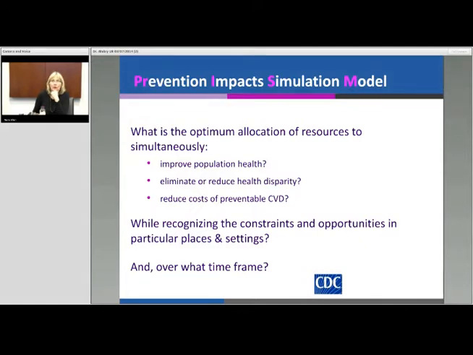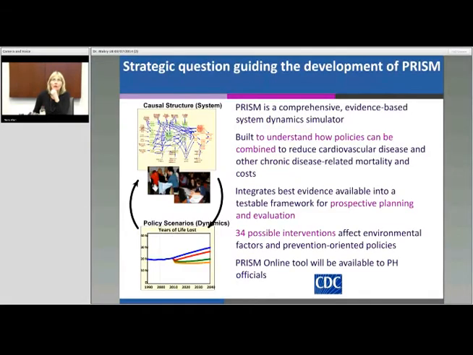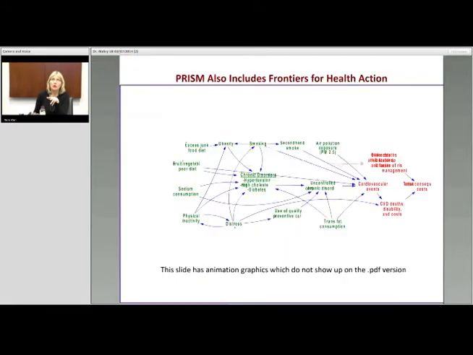So they wanted to know how to reduce the risk of having a first cardiovascular event, and they had a number of different policies. They're also limited by how much money they could spend, and they also wanted to know over what time frame this would happen. So they pursued a system dynamics model to understand how policies, both alone and in combination in the local community, could reduce cardiovascular disease. It was later expanded beyond cardiovascular disease to other chronic diseases. They evaluated, I think at the time this slide was put together, 34 possible interventions in the environment. I think the original one had 10 or 12.